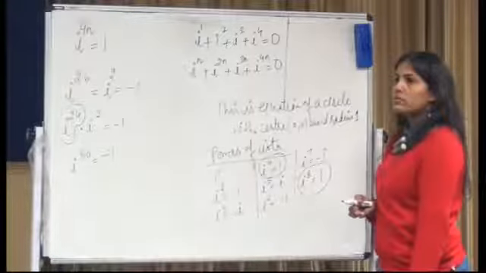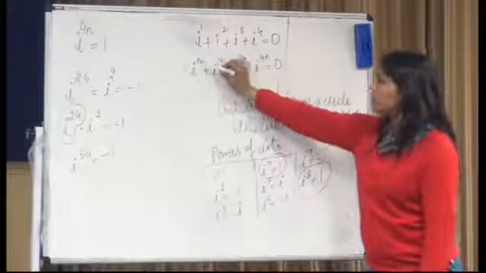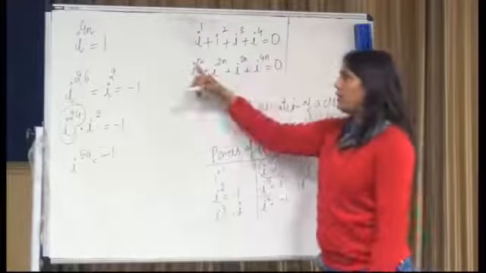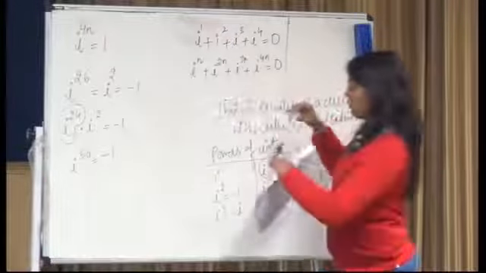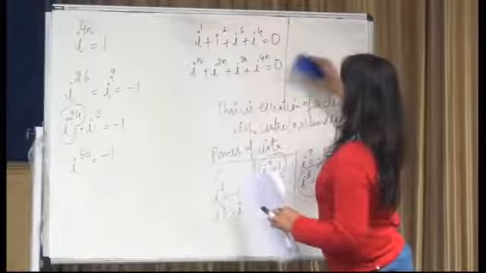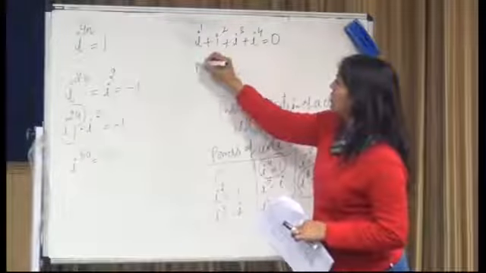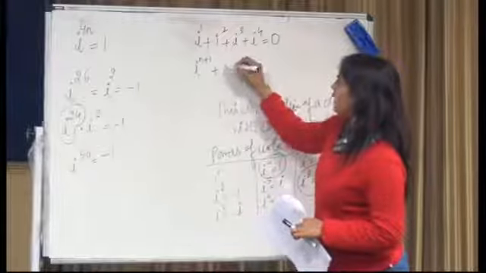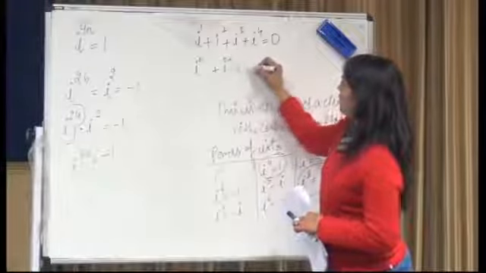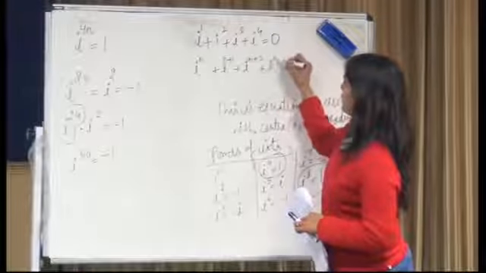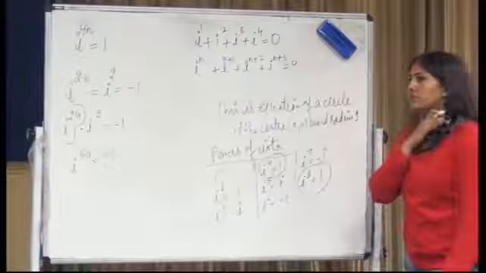No, consecutive powers, you are right. I am just generalizing in a different way. So it will be n, then n plus 1, very correct. I was writing a big statement. So this will always be 0. So if you are adding 4 consecutive powers, you will always get your answer as 0.